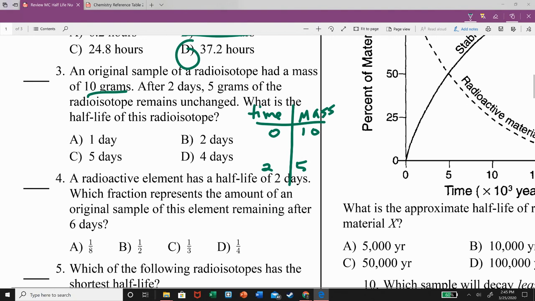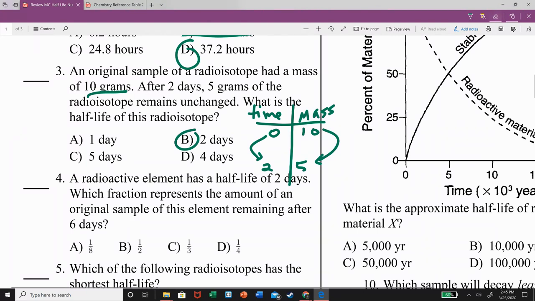So now I have to figure out what the half-life is. So I need to know how many half-lives went by. So I went 1 half-life because 10 divided by 2 is 5. So 1 half-life took how long? 1 half-life took 2 days. So the half-life is 2 days. Easy? Okay. All right. So a radioactive element has a half-life of 2 days.